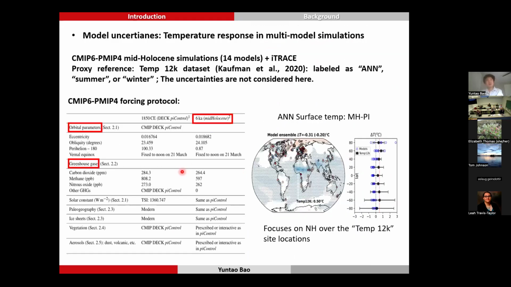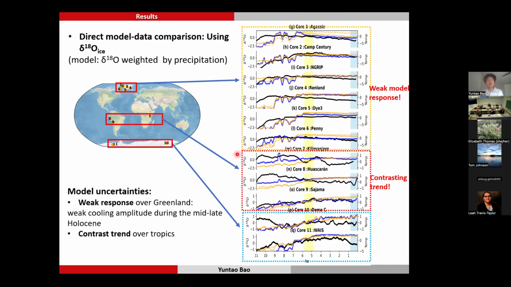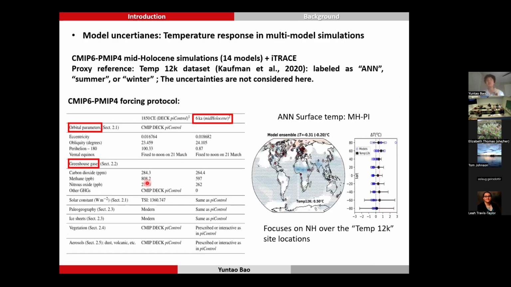But overall, the conclusion here is that our model does have some uncertainties, especially in simulating the cooling trend from the mid-Holocene to the pre-industrial. Their response is too weak. So why does that happen? Where do the model uncertainties come from? That's my other question. We should further investigate where the uncertainties of the model simulations come from.